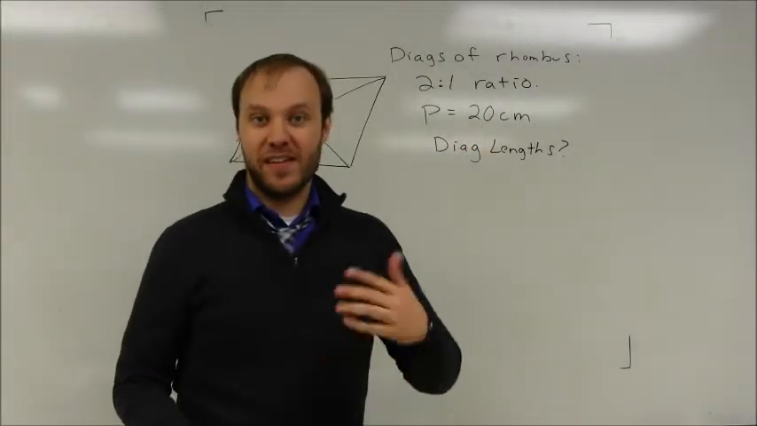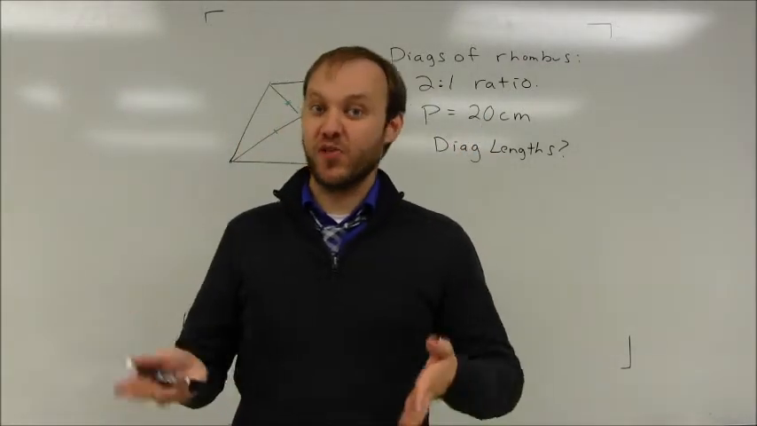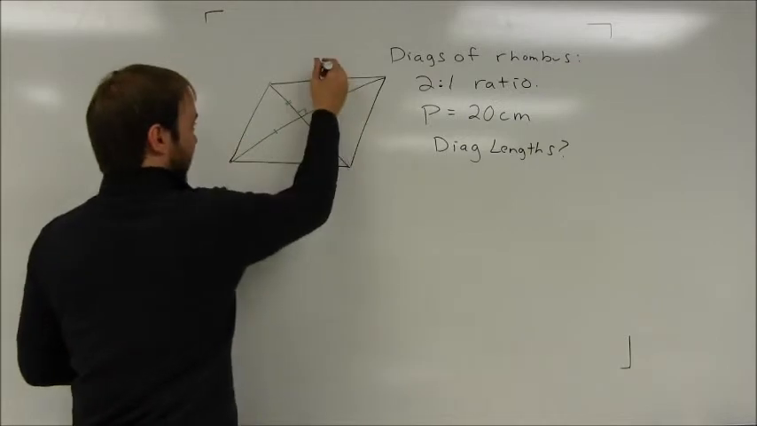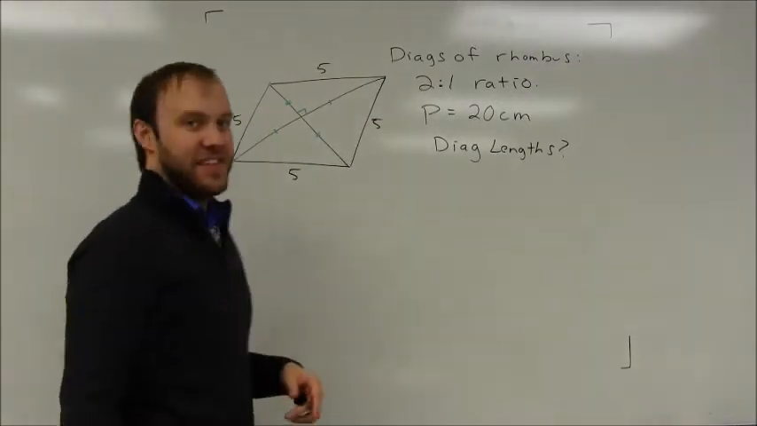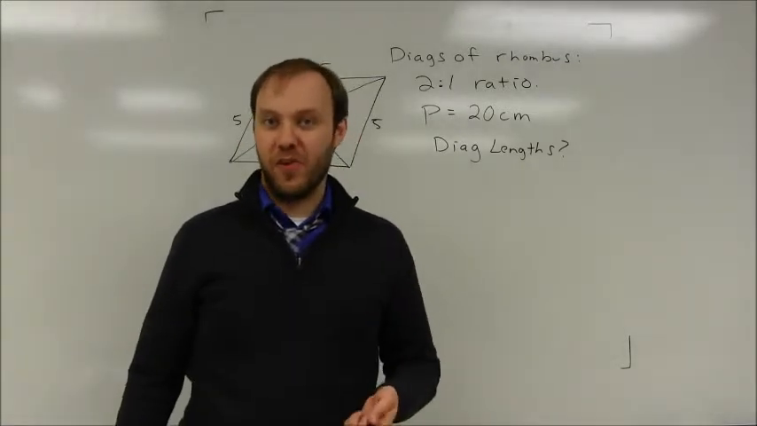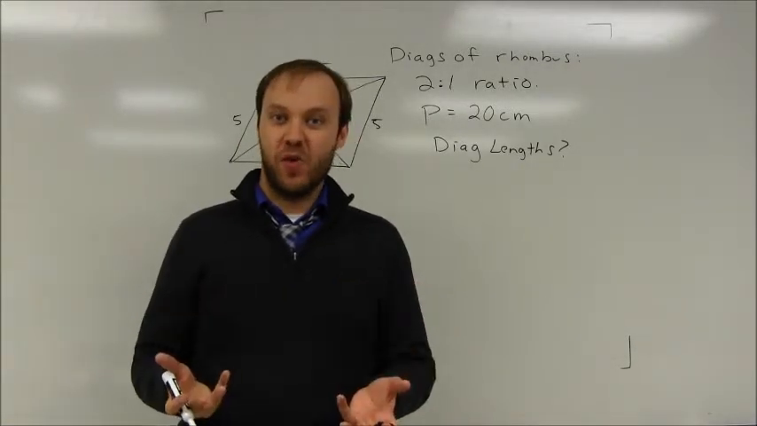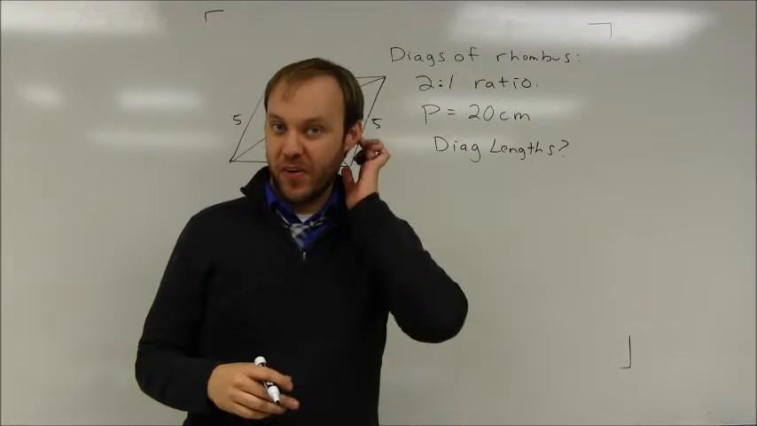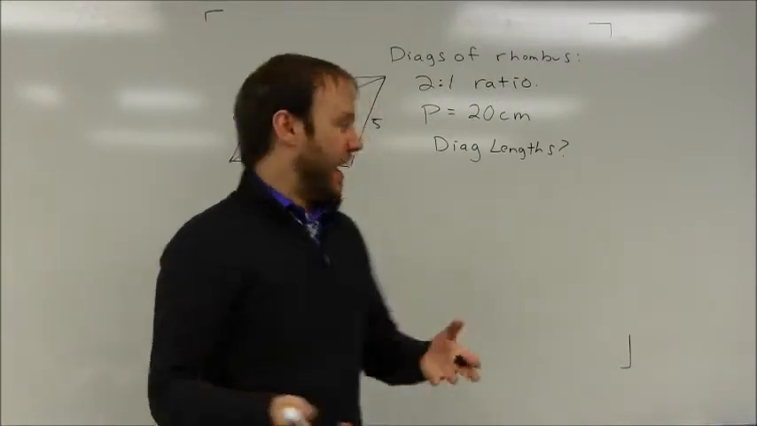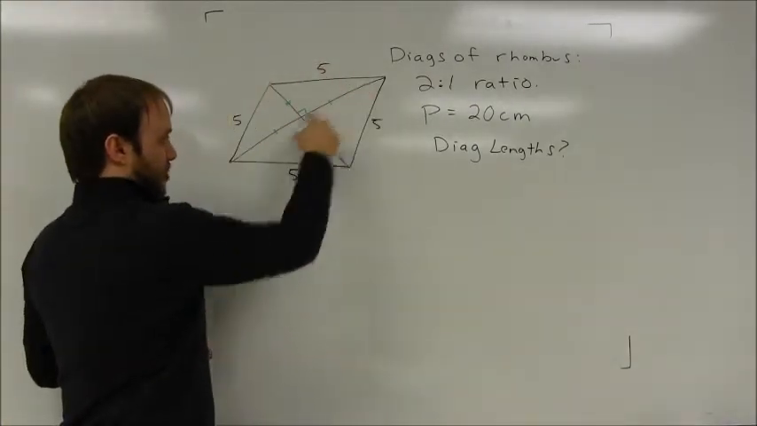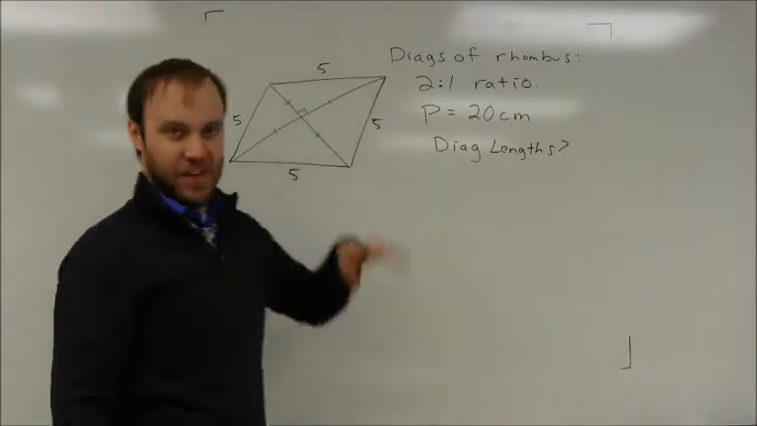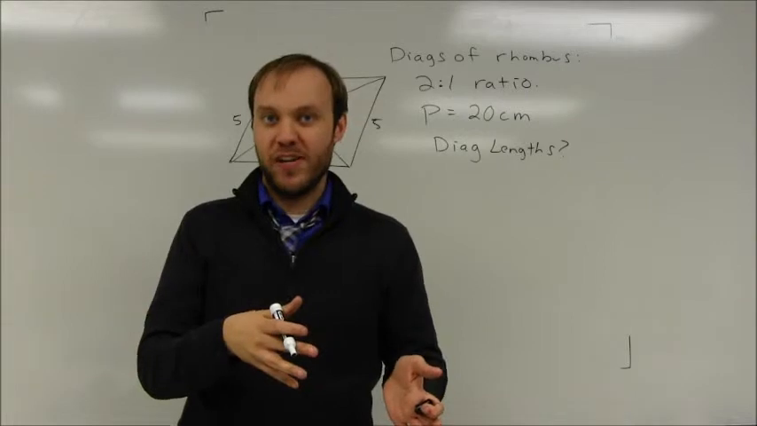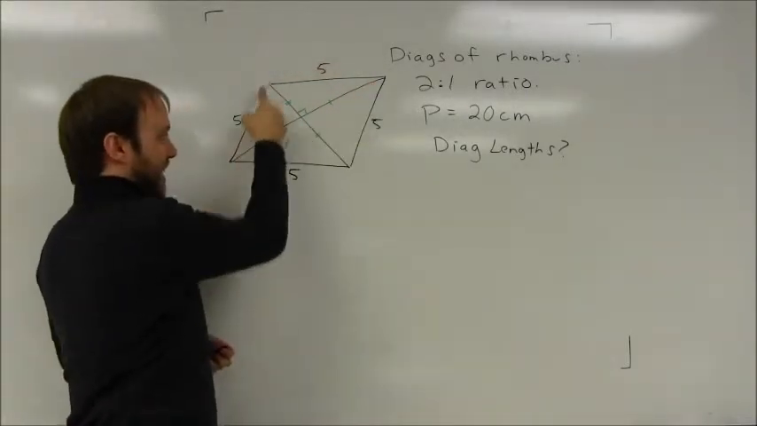The perimeter is 20 centimeters. So if it's got 4 equal sides, 20 divided by 4 tells me that each side length is 5 centimeters. And it says that the diagonals are in a 2-to-1 ratio. So basically, 2 parts goes with one diagonal, 1 part goes with another. I could do a 2x with this entire diagonal and a 1x going this way. I'm actually going to expand that to a 4-to-2 ratio and have a 4x and a 2x.